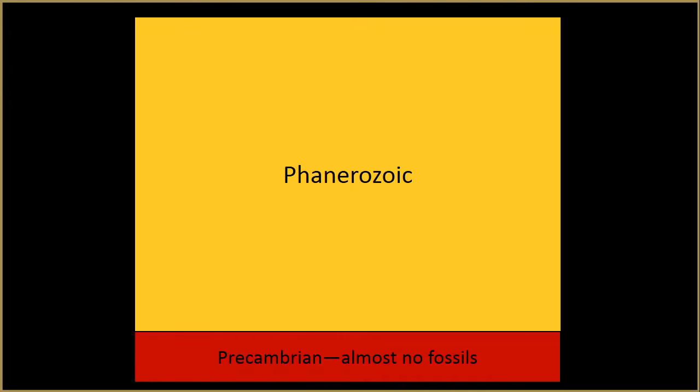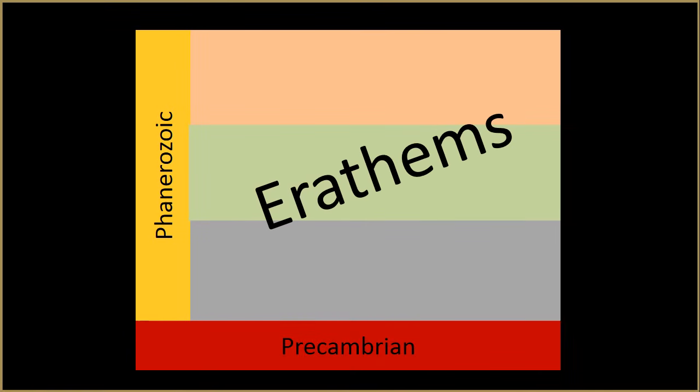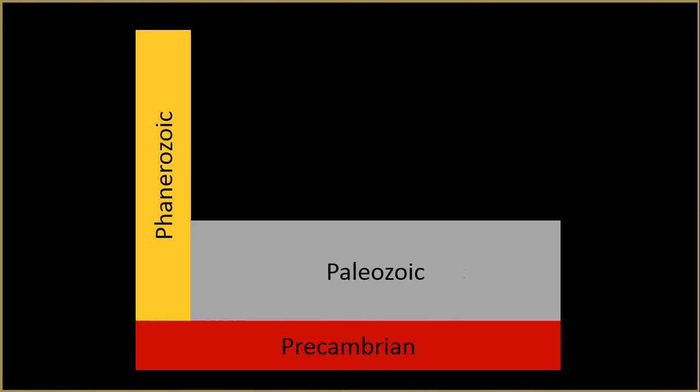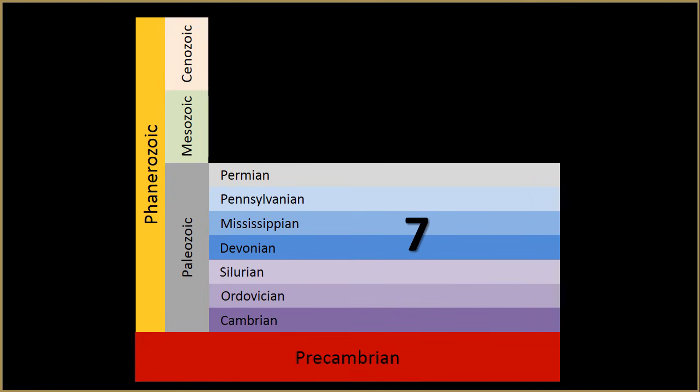The main difference between the Precambrian and the Phanerozoic is that the Precambrian has almost no fossils at all, but the Phanerozoic has lots. The Phanerozoic is divided into 3 different intervals called erythems. Just above the Precambrian is the Paleozoic erythem. Most of the fossils found in the Paleozoic are marine animals, or animals that lived in or around the water. It is divided into 7 different sections called systems.